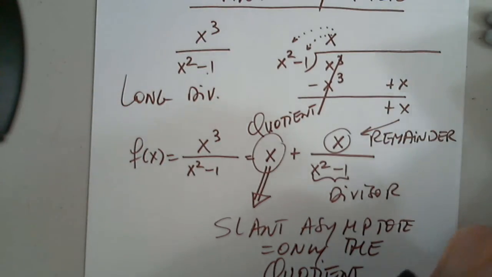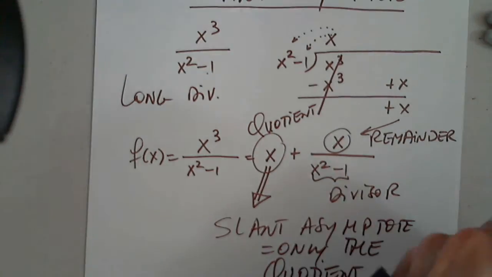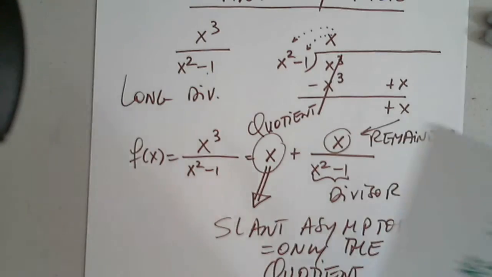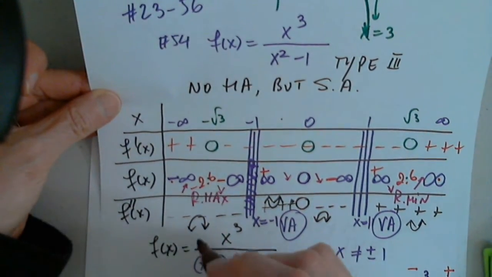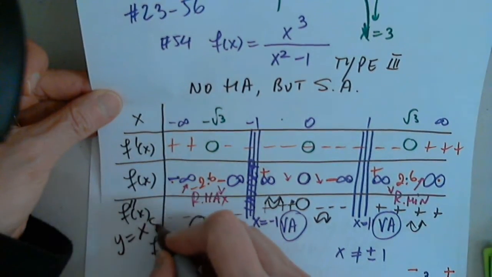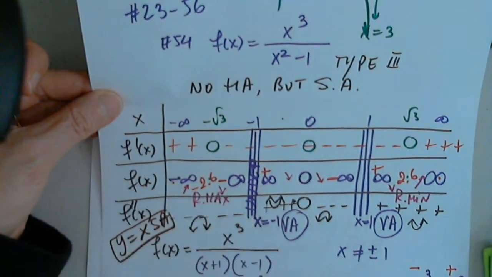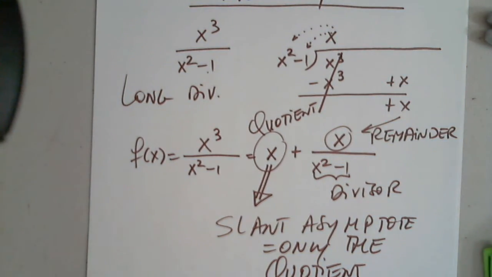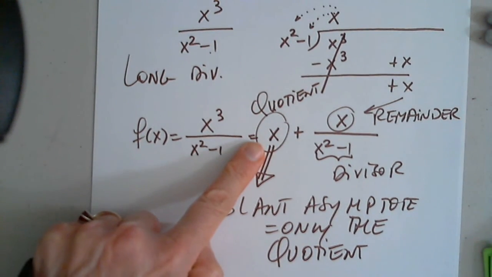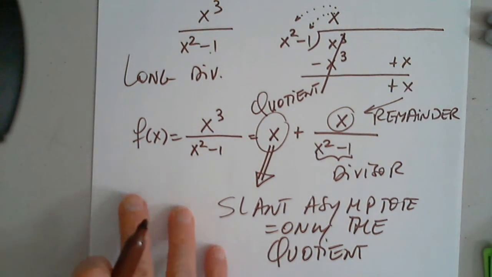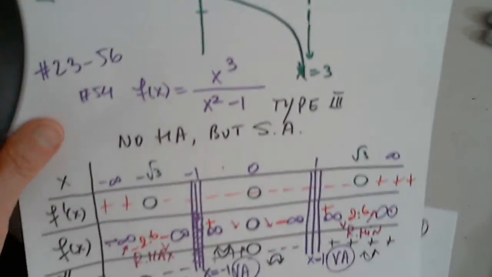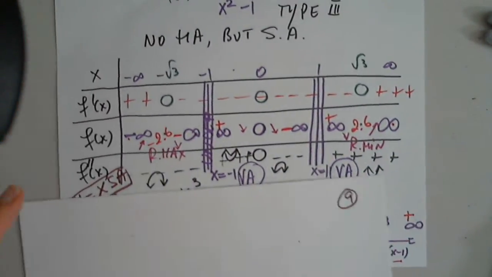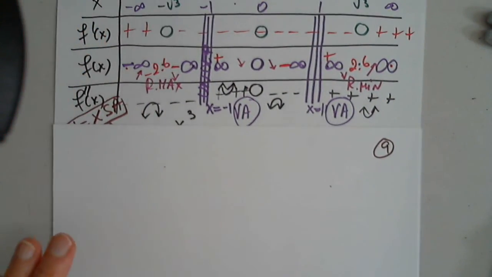So in order to finalize this problem, 5 pages ago, the only thing I need to add to my table so I don't forget, y equals x slant asymptote. Just a quotient. So now I'm ready to graph. I don't care for anything but my table. Nothing else matters.